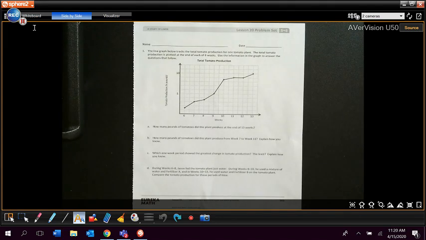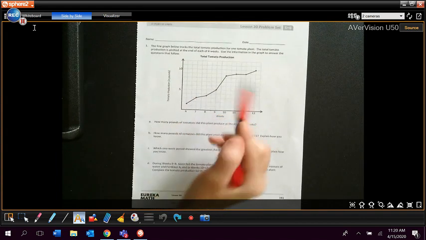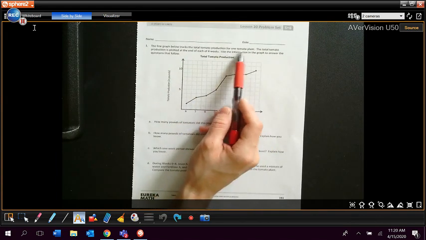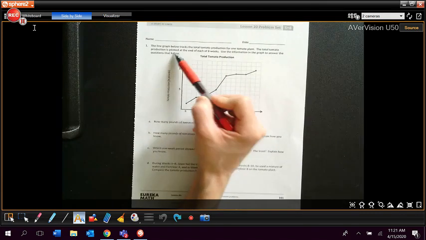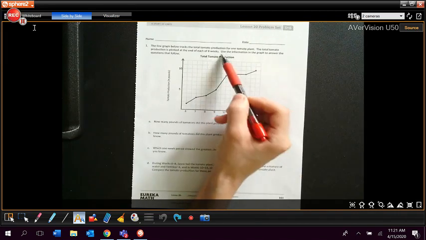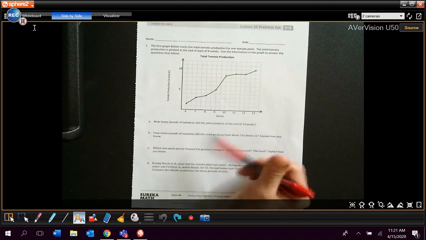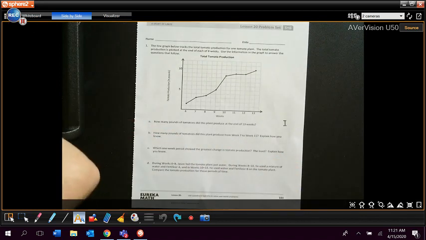Alright, so I'm going to read the problem. It says, the line graph below tracks the total tomato production for one tomato plant. The total tomato production is plotted at the end of each of 8 weeks. Use the information in the graph to answer the questions that follow. So again, our first key point is reading our graph. So before we even look at our questions, we're going to be looking at our graph and making sure we understand all the information that is being given to us.